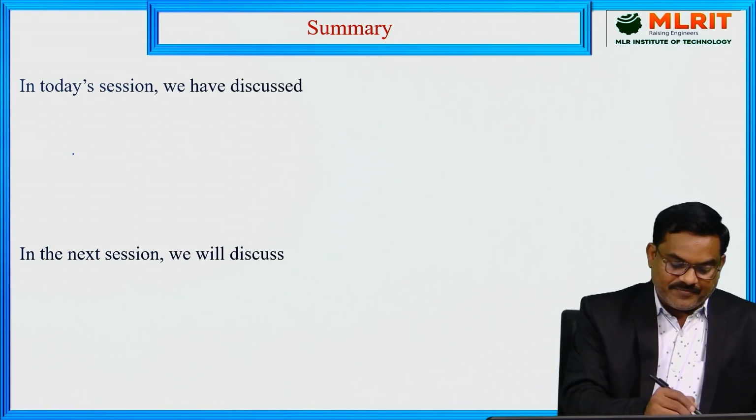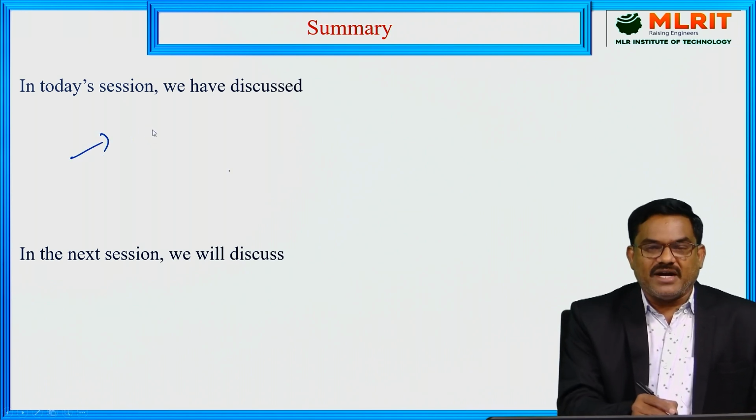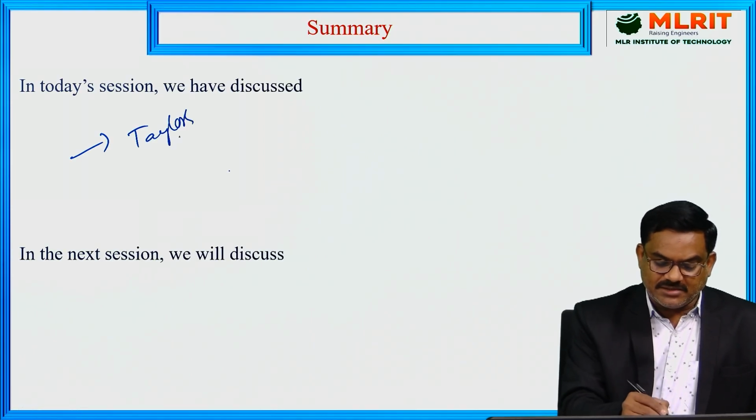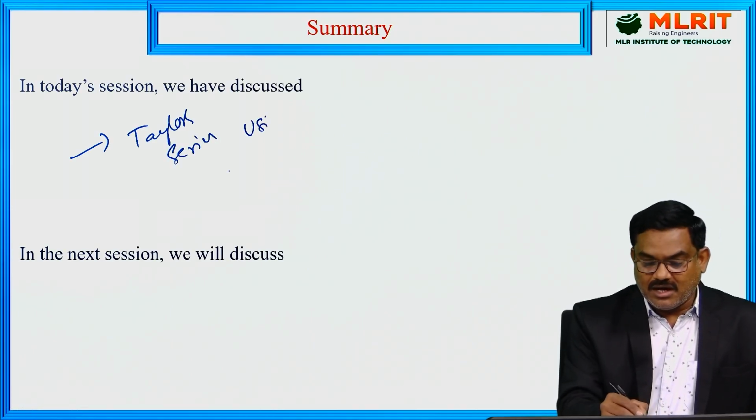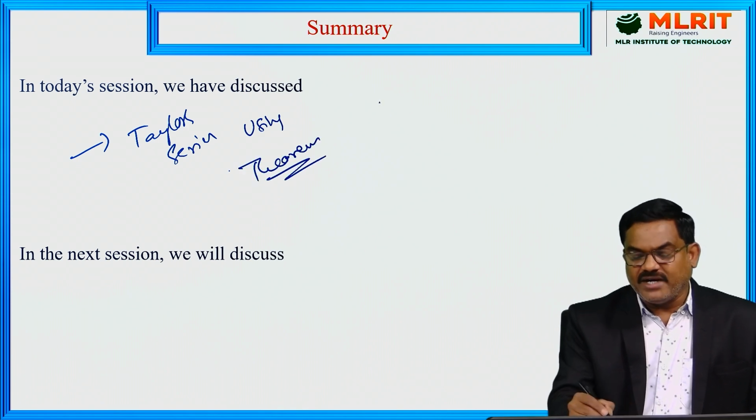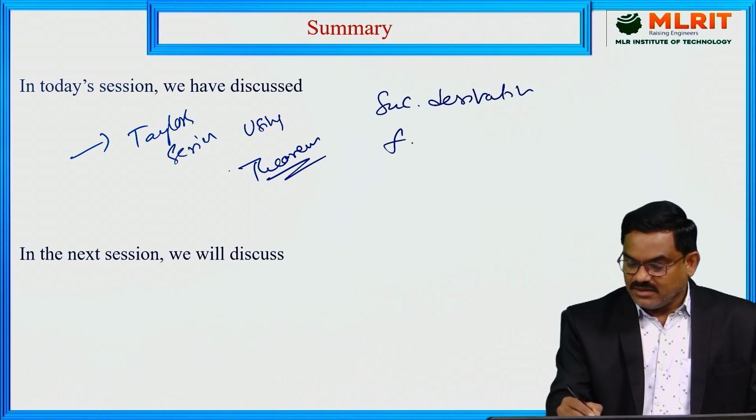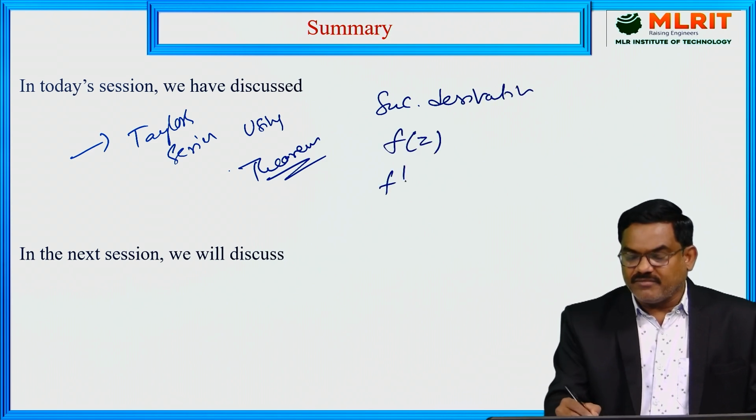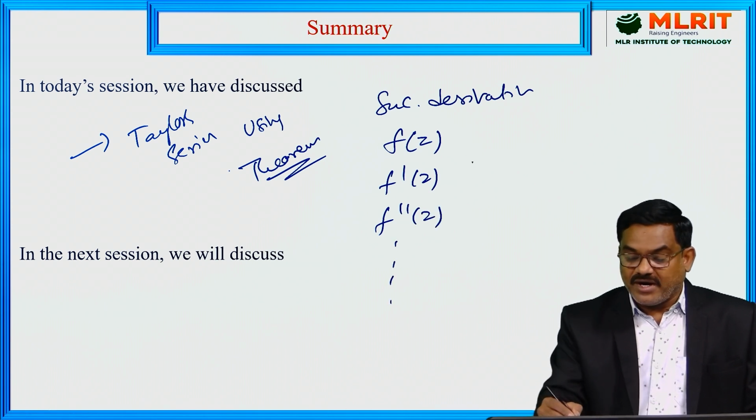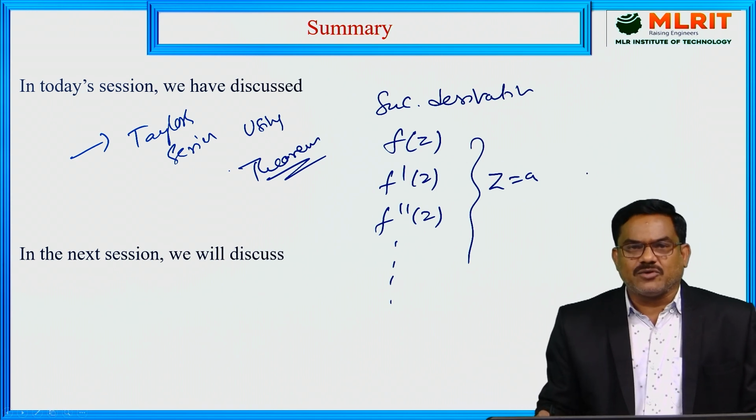So today I have discussed some problems of finding the Taylor series using the actual theorem itself. So by finding the successive derivatives, that means if f(z) is given, find f dash z, f double dash z, triple dash z and so on, and find all these values at z equal to a and substitute in the actual Taylor series expansion.